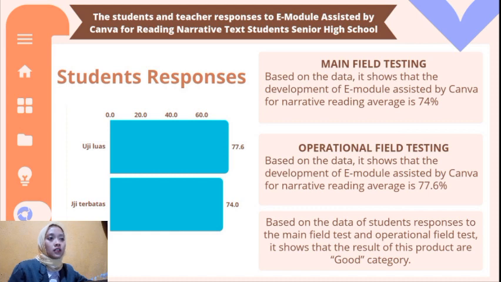For the main field testing, the chart shows that the product average is 74%, and for operational field testing, the average is 77.6%. It means that from the main field testing to operational field testing, there is a 3.6% increase. Based on the data of the students' responses, the result of the product is in the good category.